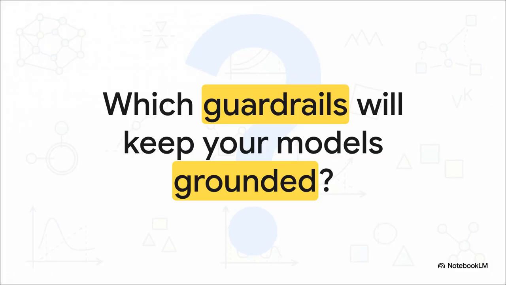As we wrap up this explainer, I want to leave you with one final, totally provocative thought. Which guardrails will you choose to keep your models grounded in reality? Because at the end of the day, an AI without constraints isn't really learning, it's just memorizing data. Mastering these tools, weight decay, L1, L2, dropout, and label smoothing, that's the absolute key to building artificial intelligence that truly understands the complexities of our world, rather than just acting like a brilliant parrot.